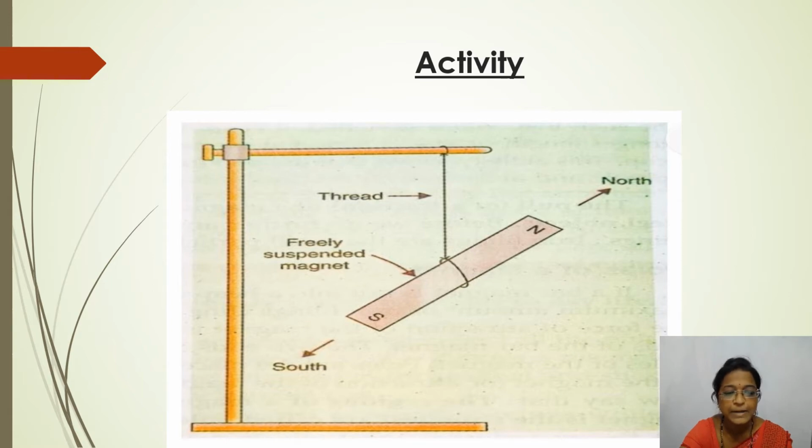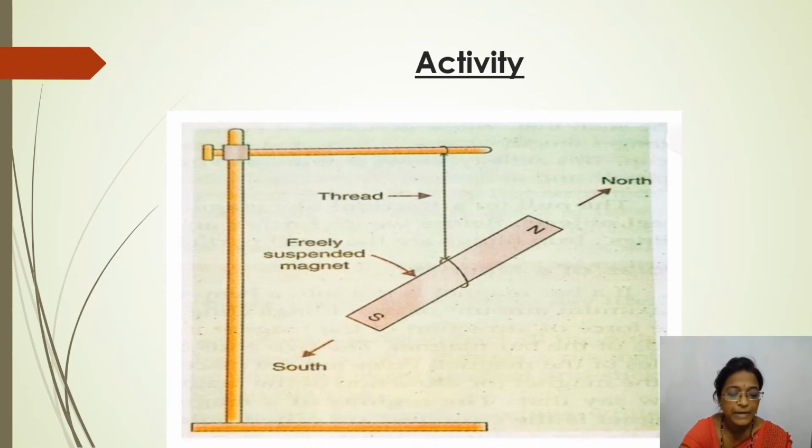Take a bar magnet and put a mark on one of its ends for identification. Now tie a thread at the middle of the magnet, as you can see in the image. So you should tie a thread at the middle of the magnet so that it can be suspended from a wooden stand. Make sure that the magnet can rotate freely and let it come to rest.